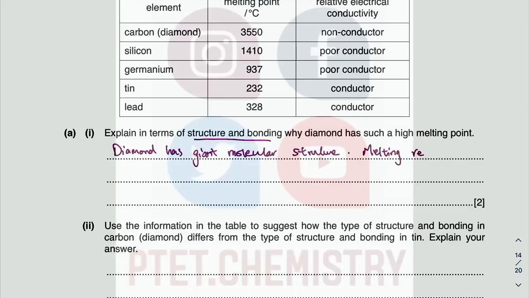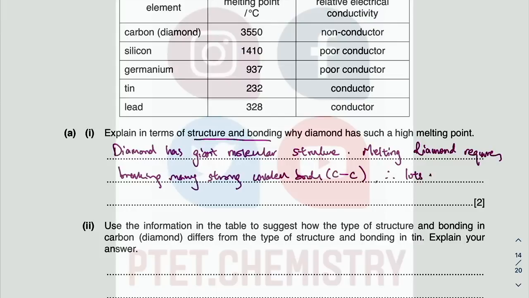Okay, so what are we breaking? Melting diamond requires breaking your covalent bonds, so many strong covalent bonds. In this case, it's just carbon-carbon covalent bonds. Therefore, lots of energy is required. If you require a lot of energy, therefore, very high melting point.